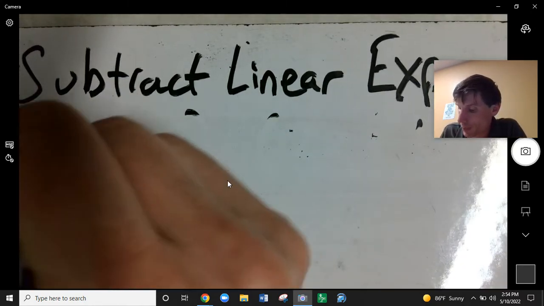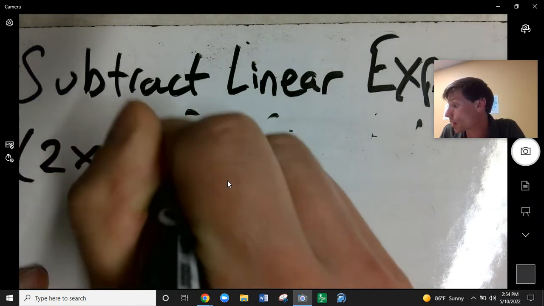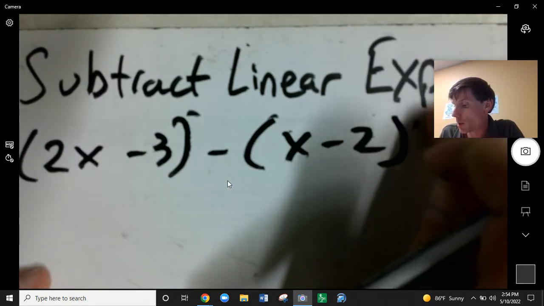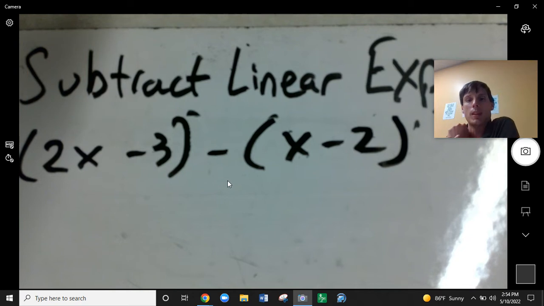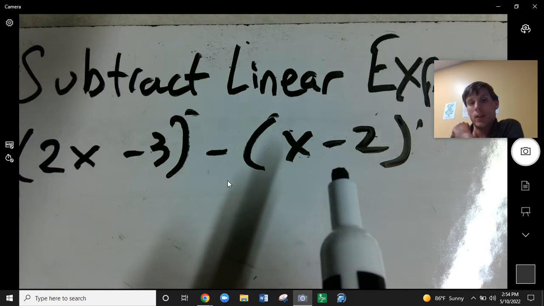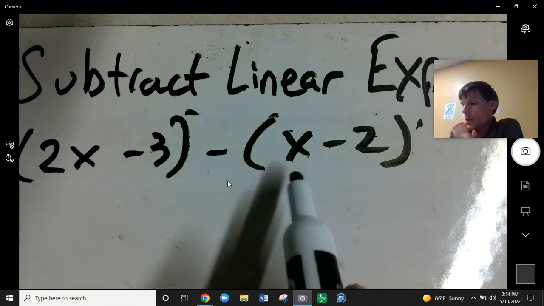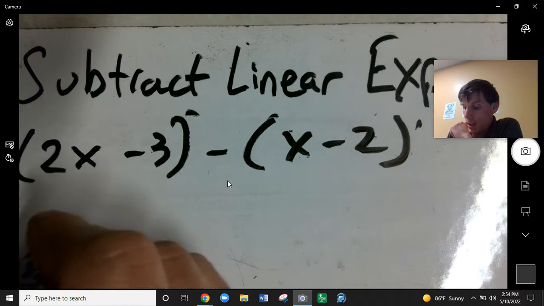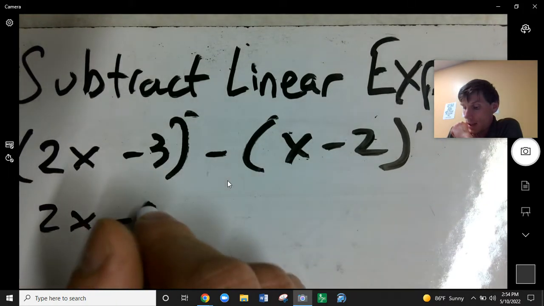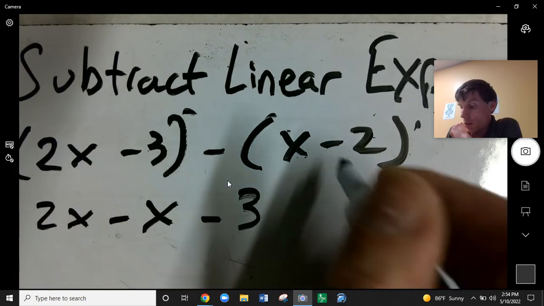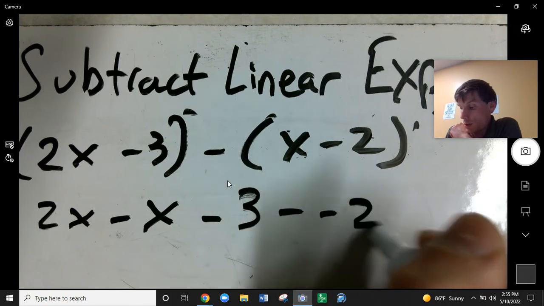All right. So let's say 2x minus 3 minus x minus 2. Okay, so the first one is all positive. It's really easy to show that with the tiles. This gets a little more complicated, so we'll just keep it simple. All right. Like before, we're subtracting everything inside of here. So if we have 2x and we're subtracting x, we can think about it as 2x minus the x. And then we really have our minus 3. And from that, we are subtracting a negative 2.